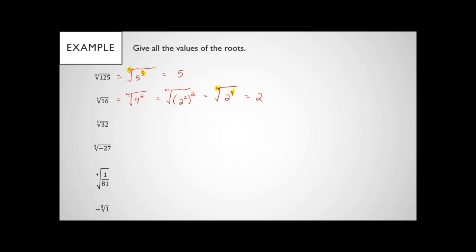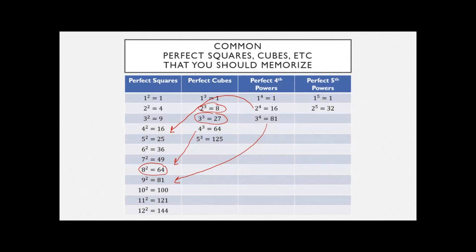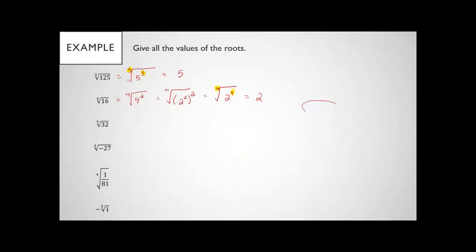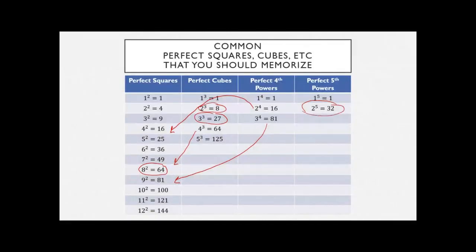So the next one here is we've got the fifth root of 32. If you know your chart and you memorized your chart, we're going to be looking at 2 to the 5th equals 32. So you're going to rewrite that as 2 to the 5th.